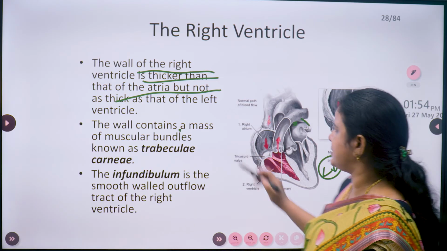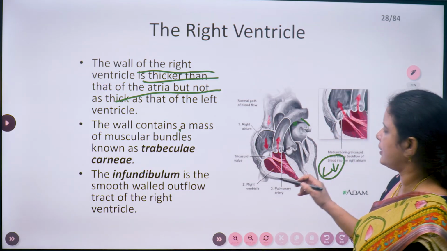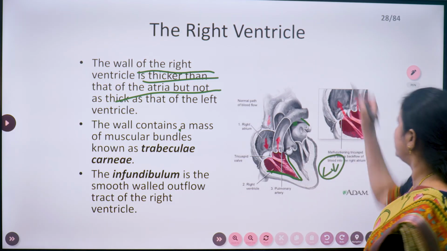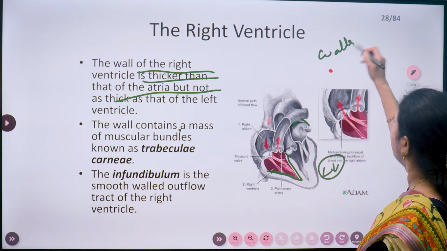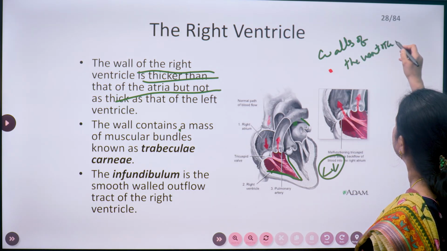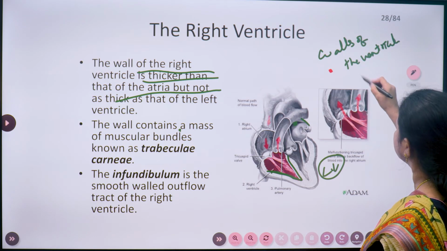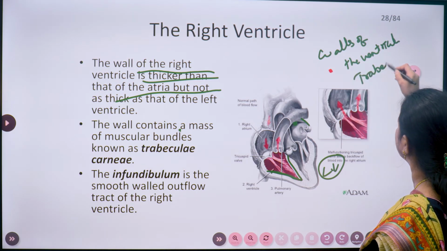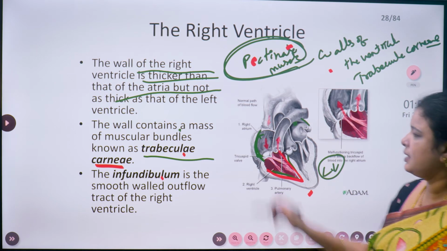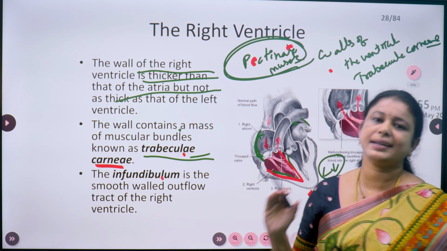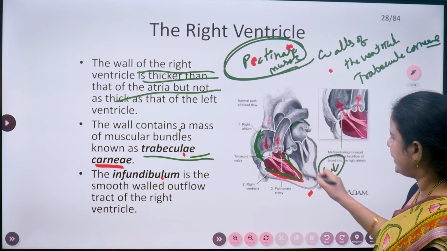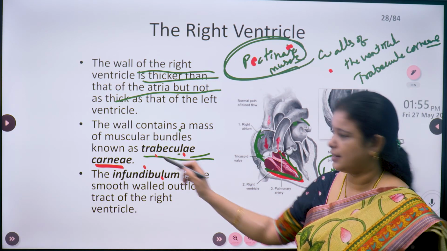The wall contains a mass of muscular bundles known as trabeculae carneae. The walls of the ventricle are made up of trabeculae carneae.